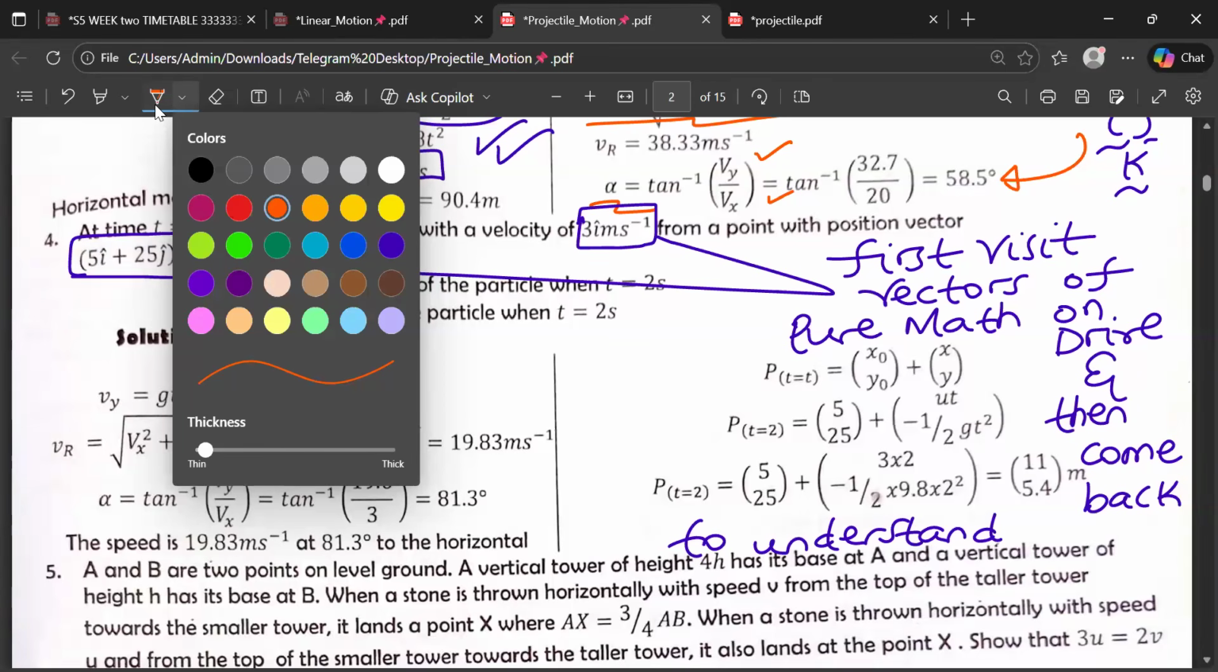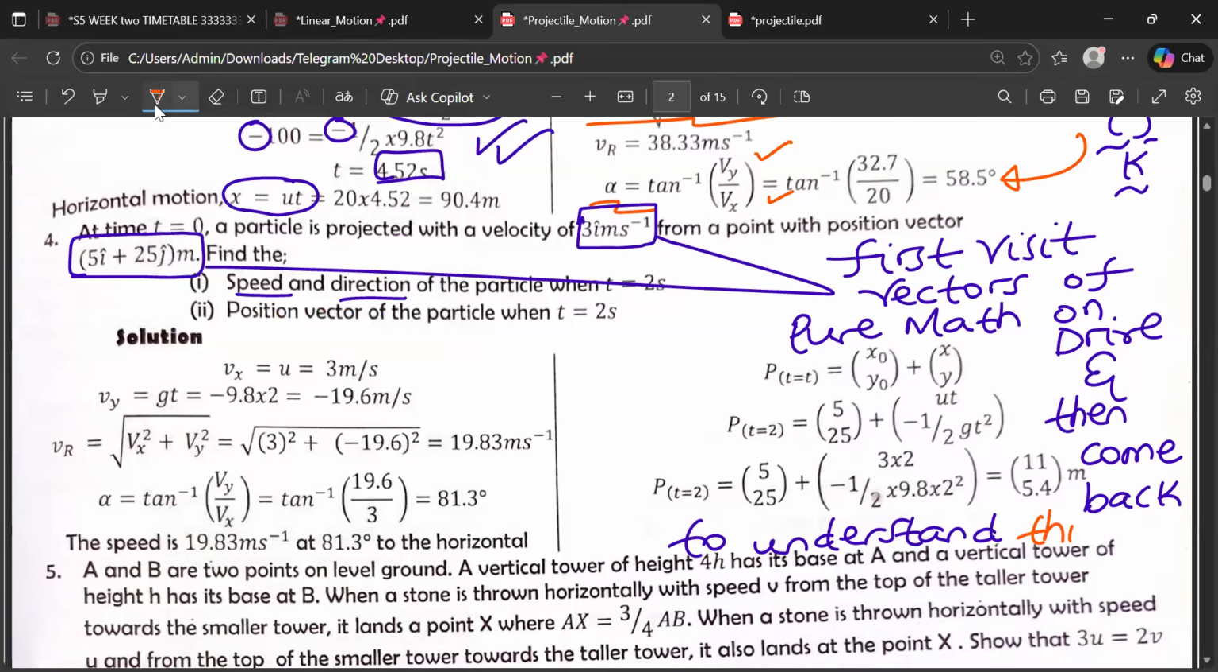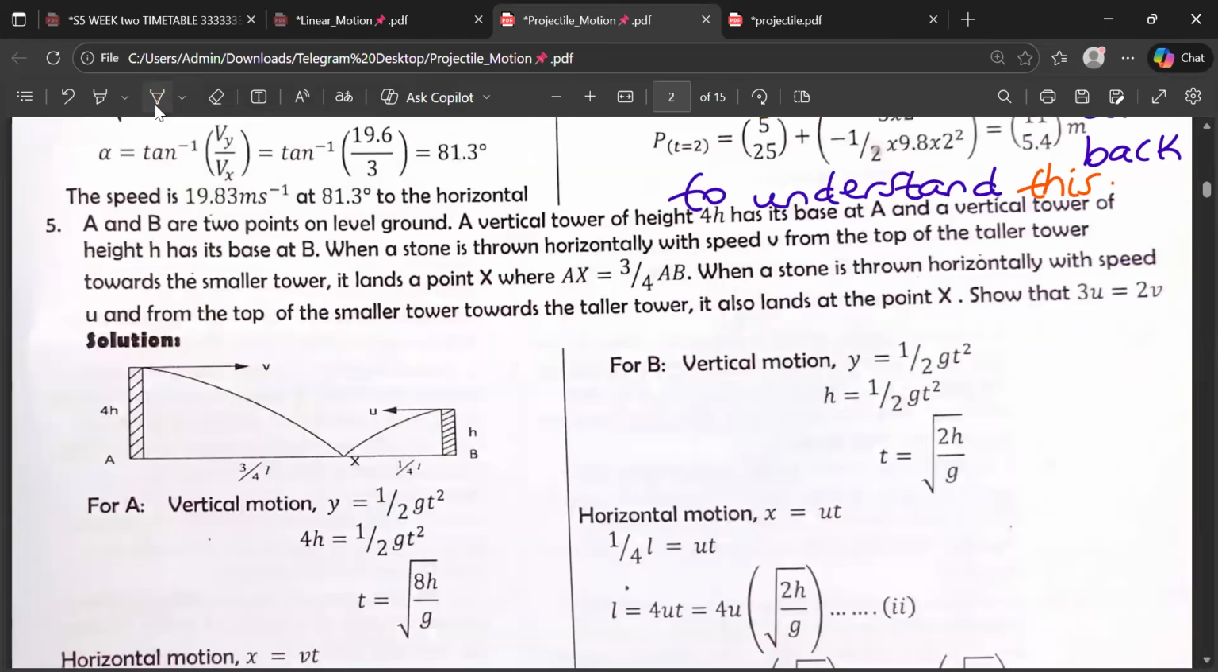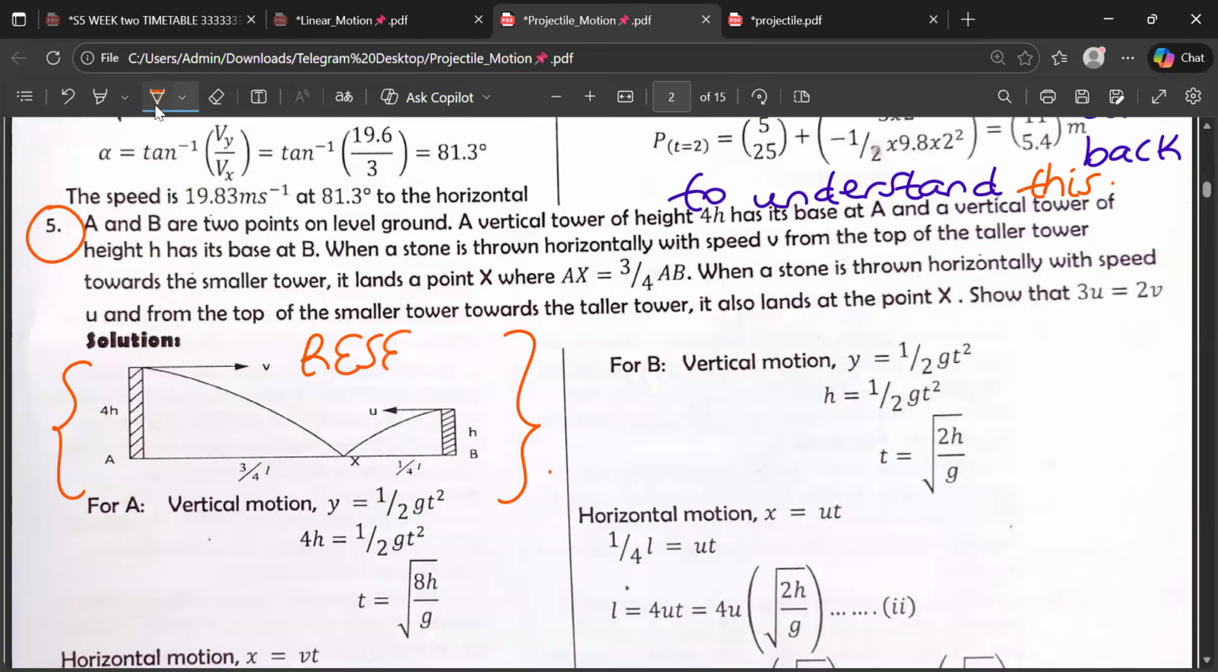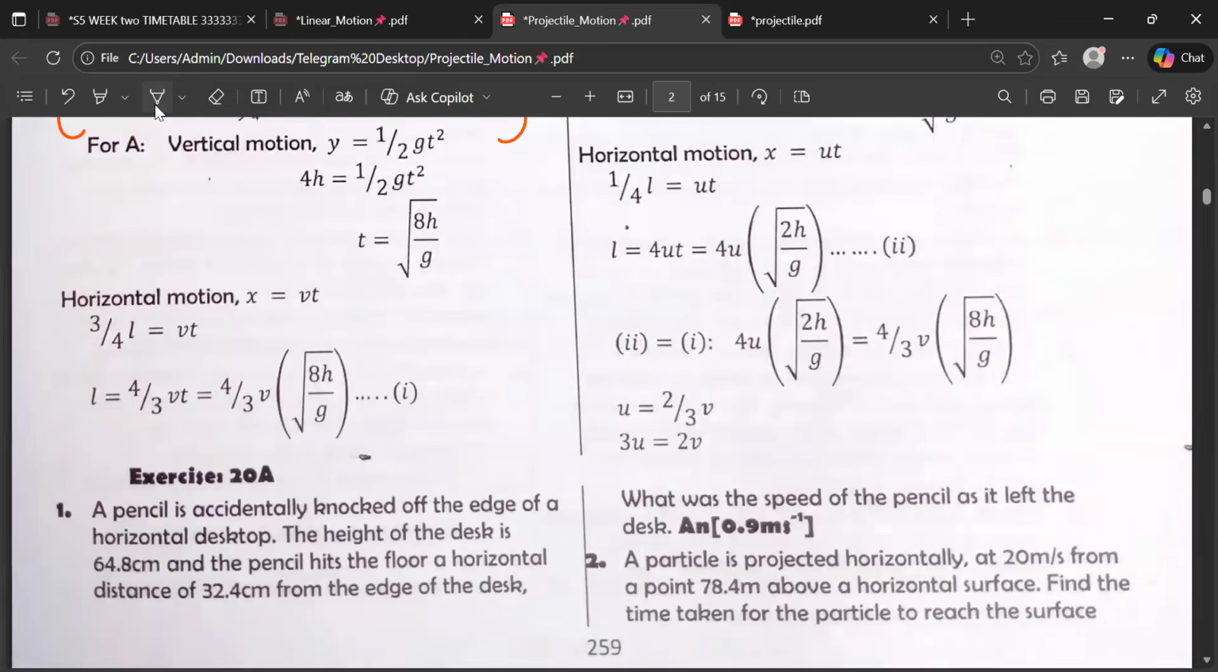To understand this, number 4. Then number 5, it has a very good diagram. I think this diagram, it's a combination, but very understandable. So number 5 is your research. So you're going to combine research, and the other one that needs you to first combine vectors. You can see the next thing here is exercise. So we are done.